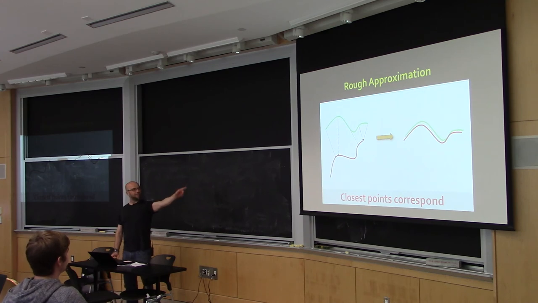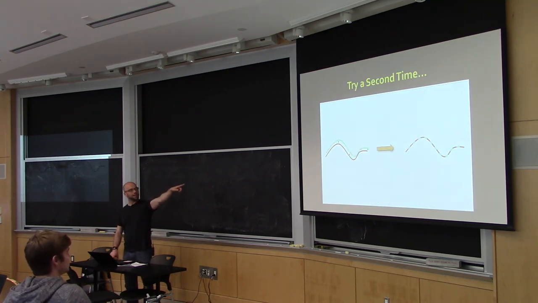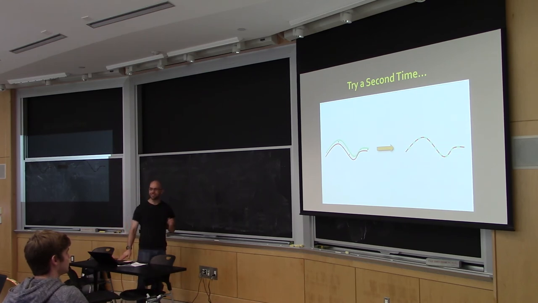You choose your closest match for every point, say on the green curve. Then you find the rigid motion that aligns those pairs of closest matching points. But the problem, of course, is that those matches might have been bad. And so what do we do? We recompute the closest points and we go again.